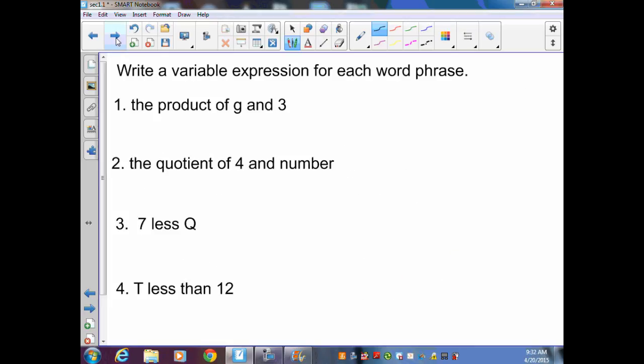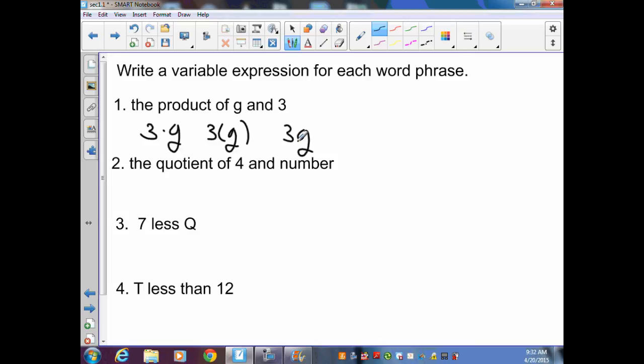Here I want to write a variable expression for each word phrase. Number 1, the product of G and 3. This means to multiply. I can write this a couple of different ways. I can write 3 times G. And soon I'm going to realize that I can also write that with parentheses, 3 times G, as parentheses means multiplication. And a number and a variable can also be written as 3G. These all mean multiplication, and all will work.